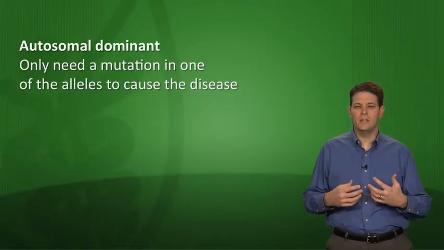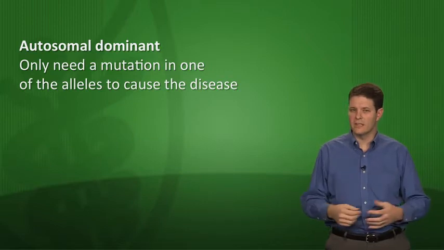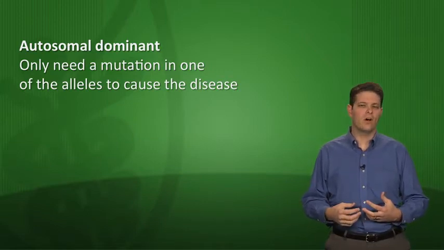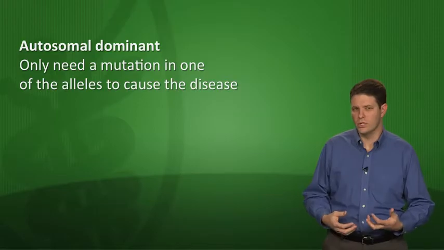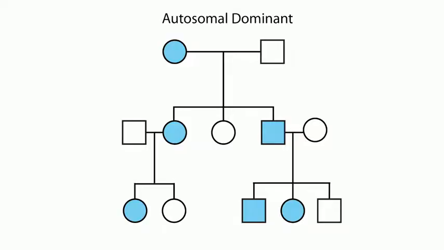So autosomal dominant means that you only need a mutation in one of the alleles to cause the disease. So these diseases are often caused by mutations in structural genes. Now, when you look at a pedigree, the squares are males, the circles are females, and the shaded individuals are affected. They have the disease phenotype. So with autosomal dominant diseases, these diseases affect both males and females, and every generation is affected.